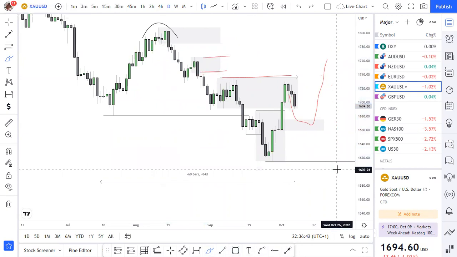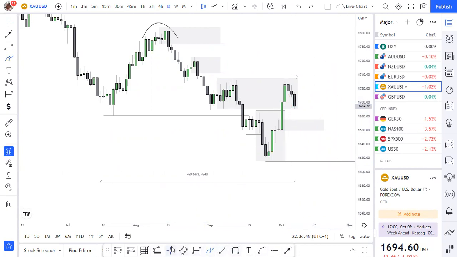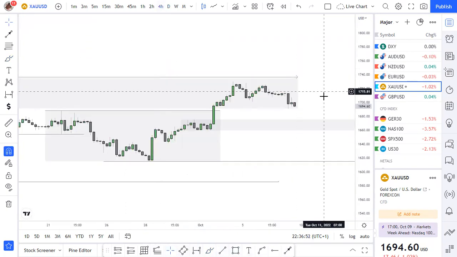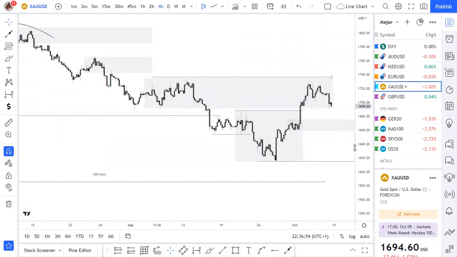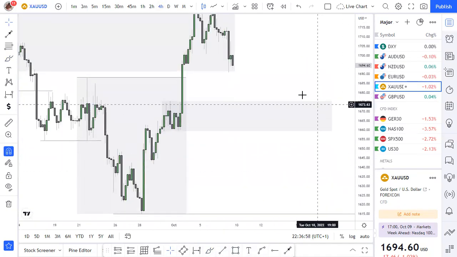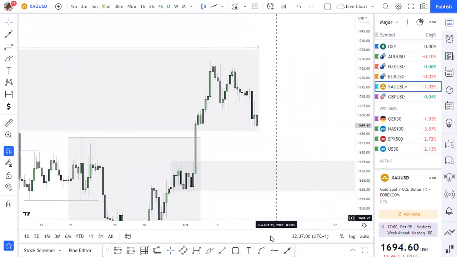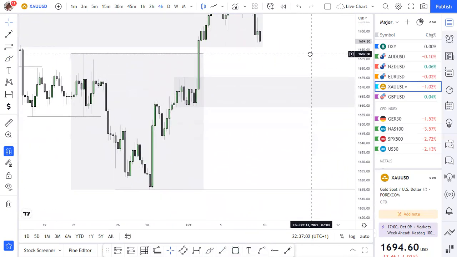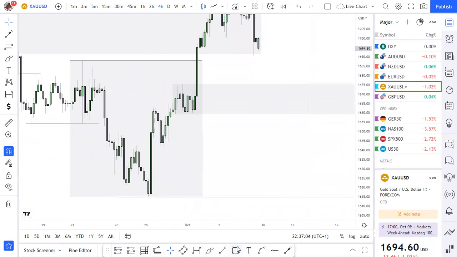So we'll just study the structure of the 4 hourly and 15 minutes, and then we'll try to trade in their direction because we are mainly day trading. We try to trade in their direction. So here on the 4 hour, what do we have? We have this structure on the 4 hourly time frame.